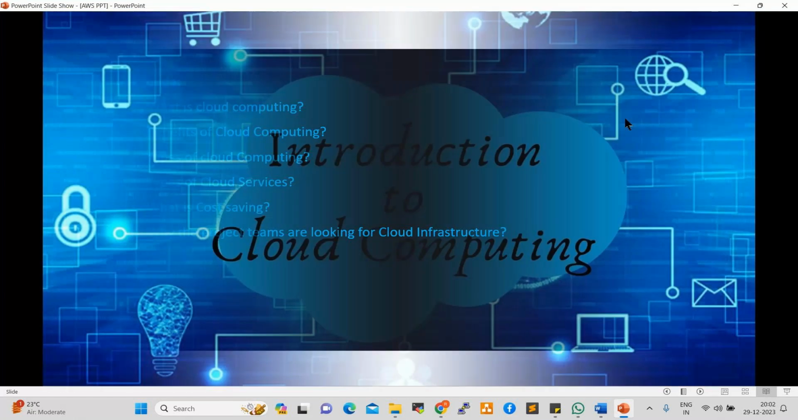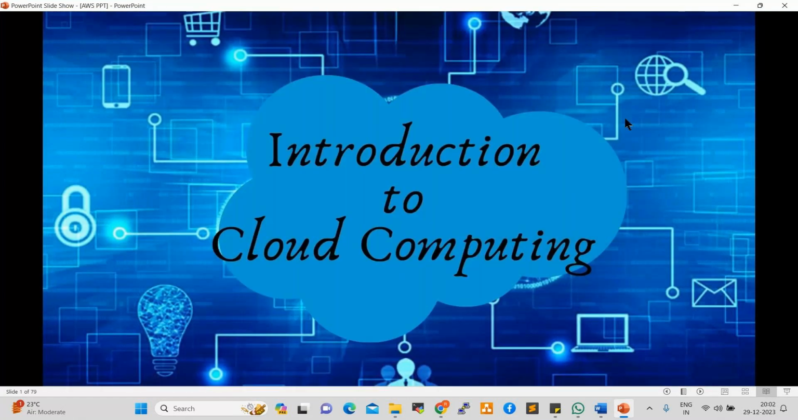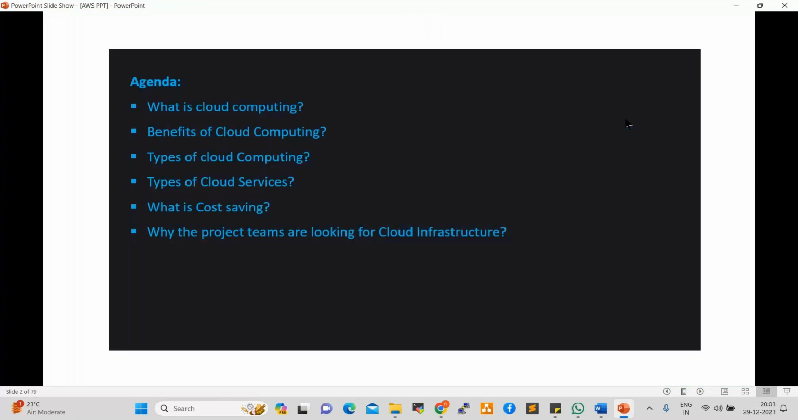Introduction to cloud computing. So today's agenda here is what is cloud computing, benefits of cloud computing, types of cloud services, what is cost saving, why the project teams are looking for cloud infrastructure. So these are all very important. In real-time projects, every client is looking for cost saving, right? So very first thing, what is cloud computing, and all one by one we'll see that.